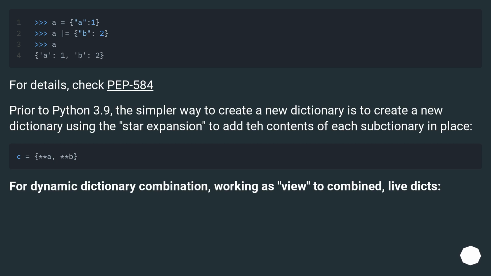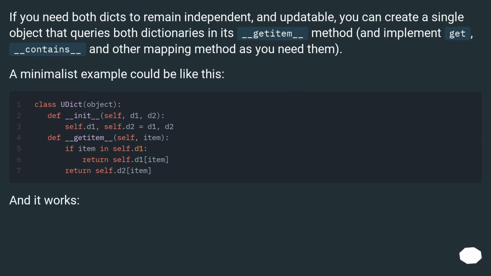For dynamic dictionary combination, working as a view to combined, live dicts. If you need both dicts to remain independent and updatable, you can create a single object that queries both dictionaries in its __getitem__ method, and implement __get__, __contains__ and other mapping methods as you need them. A minimalist example could be like this. And it works.